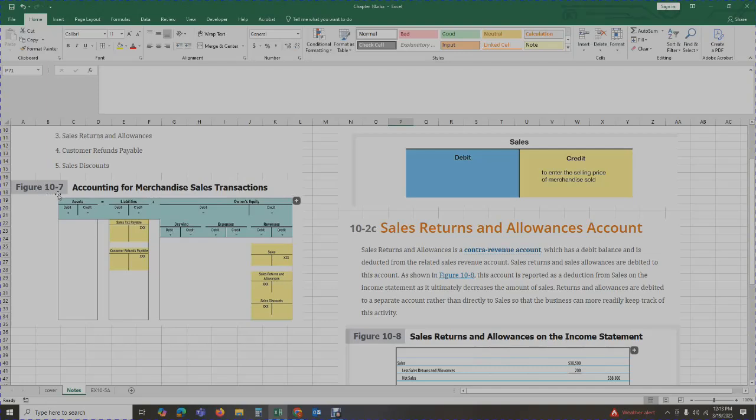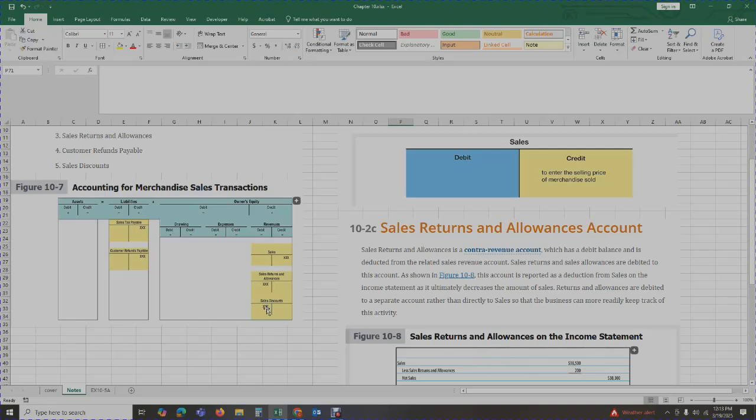Figure 10-7, which is labeled accounting for merchandise sales transactions, puts those accounts into the specific accounting equation. For example, sales tax payable is a liability account with a normal balance of a credit. Customer refunds payable has a normal balance of a credit. Both of these are payable accounts, they're liabilities. We also have sales, a revenue account with a normal balance of a credit. Sales returns and allowances and sales discounts are contra revenue accounts. These have a normal balance of a debit.